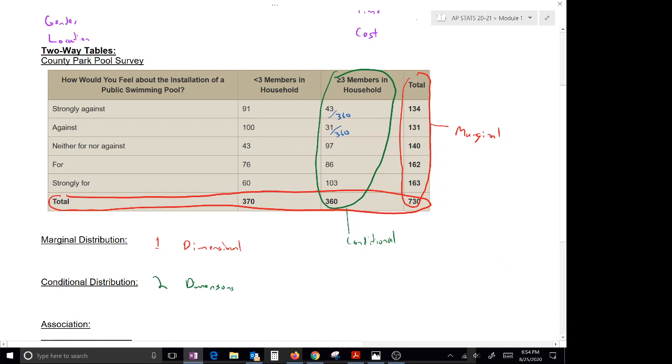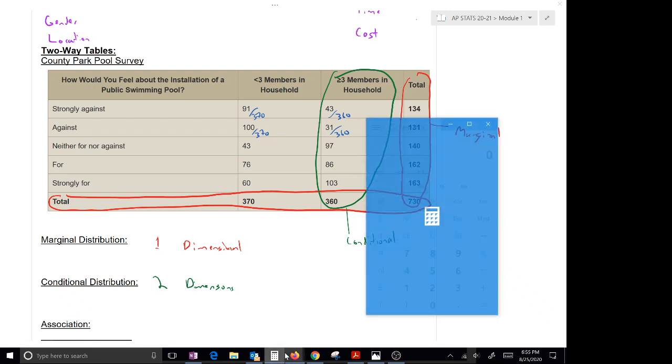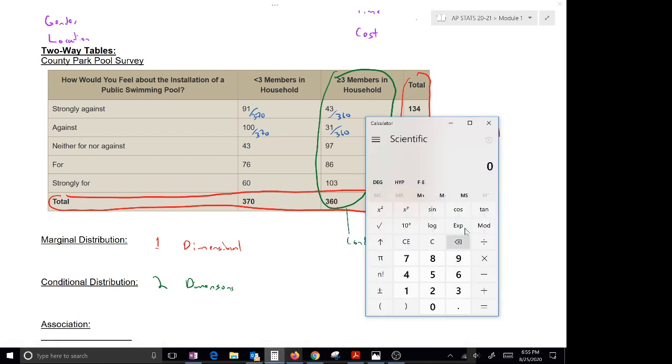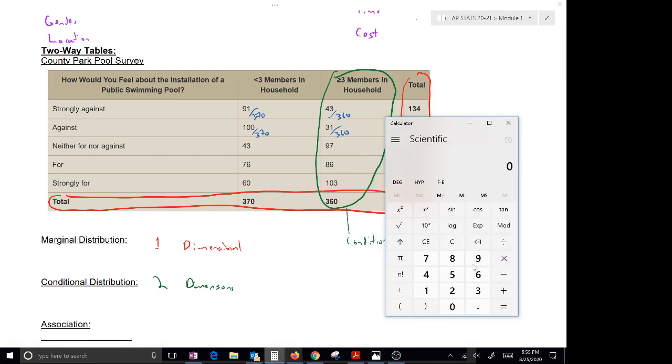We also want to take a look here. We want to divide these by 370 to get a percentage. That way, by comparing the same conditional distributions, we will get an idea of whether there's an association. So, about 25%.